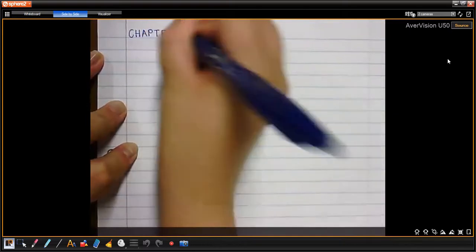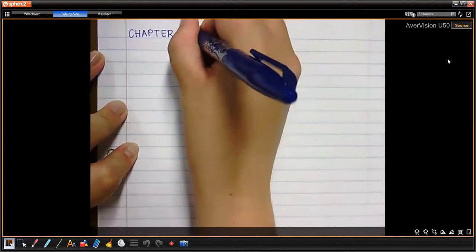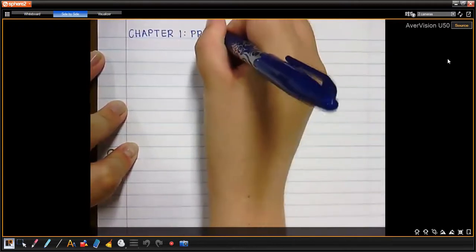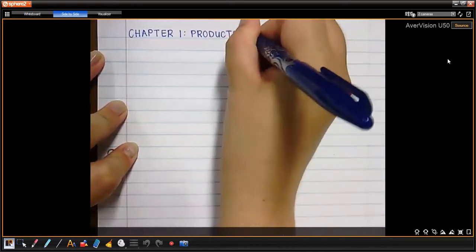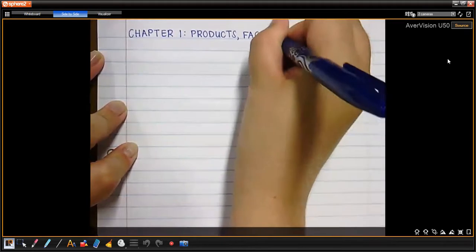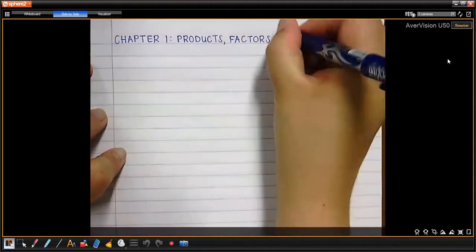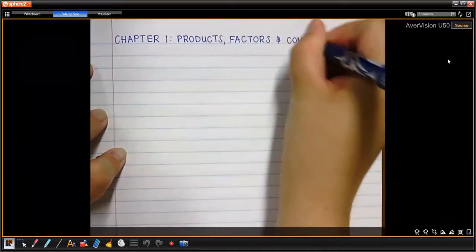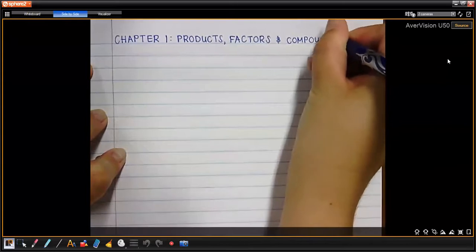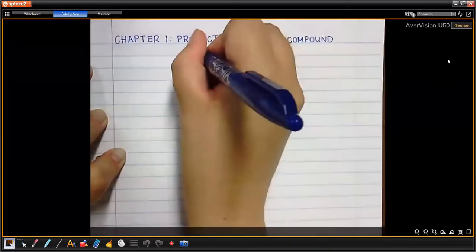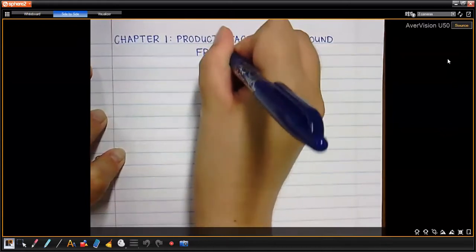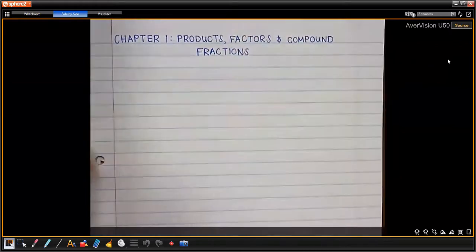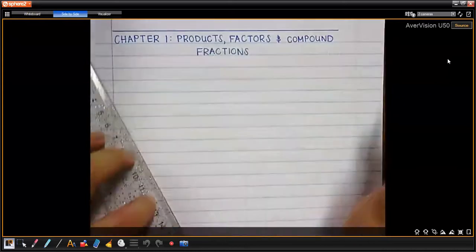So it is products, factors, and compound fractions. So just remember to do absentees.